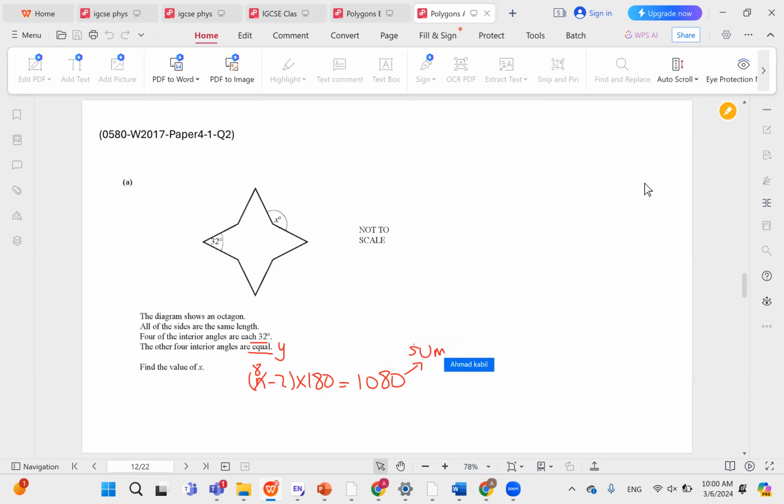Now, what are the angles? So we have 4 angles that are each 32. And the other 4 angles are each equal to an unknown, which we don't know, which is y. So 4 times y. And the sum of all 8 angles is 1080. So now we have an equation in y, and we can solve to find y. So 4 times 32, this gives us 128, plus 4 times y, which is 4y. And this is equal to 1080.